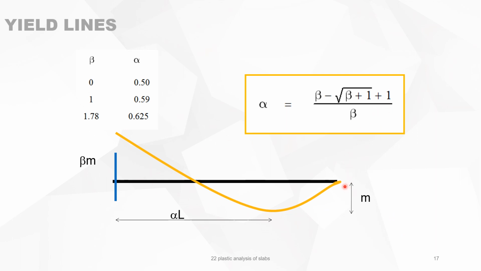So now for this slab, fixed and simply supported, for any degree of fixation, you can determine the location of the yield line or the location of the sagging bending moment, and the correlation is given by this formula. If beta is 0, when it's simply supported on both sides, then alpha is 0.5, which is correct, in the middle of the span. And with the maximum fixation, it's 0.625, which is also correct.